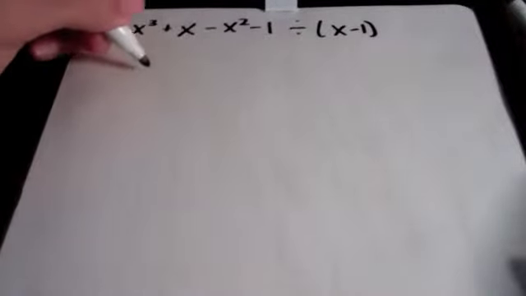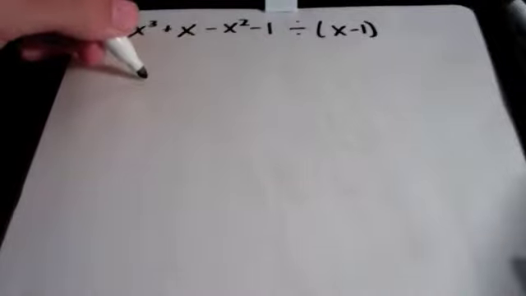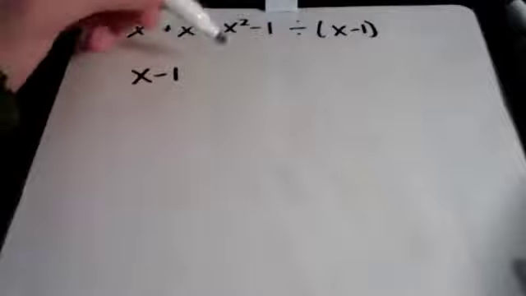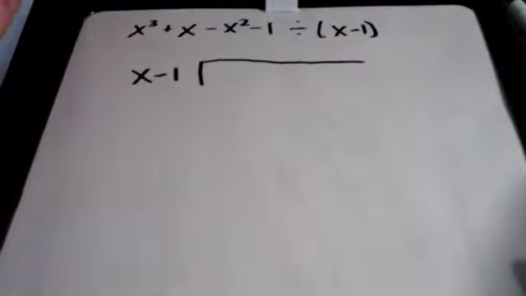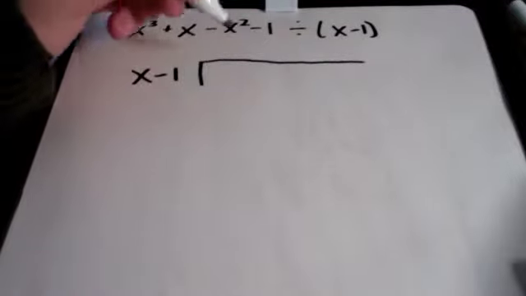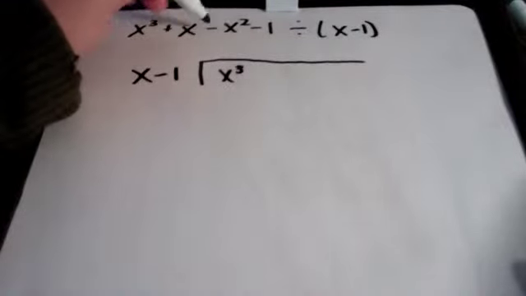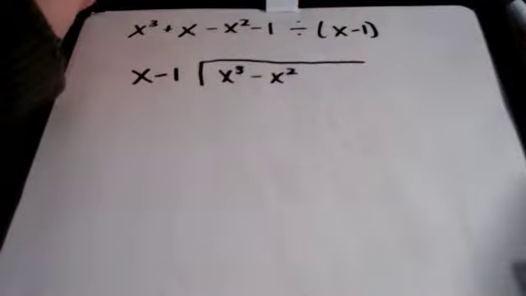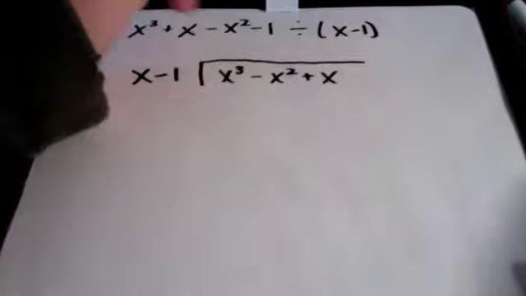So first we're going to put the divisor on the outside. So this is x minus 1 over here. And then we'll draw our house. And inside that we'll put the polynomial in standard form. So here's x cubed. Then we need our x squared power, so we take the sign with this. This is minus x squared. Then we have a positive x, so plus x, and a minus 1.